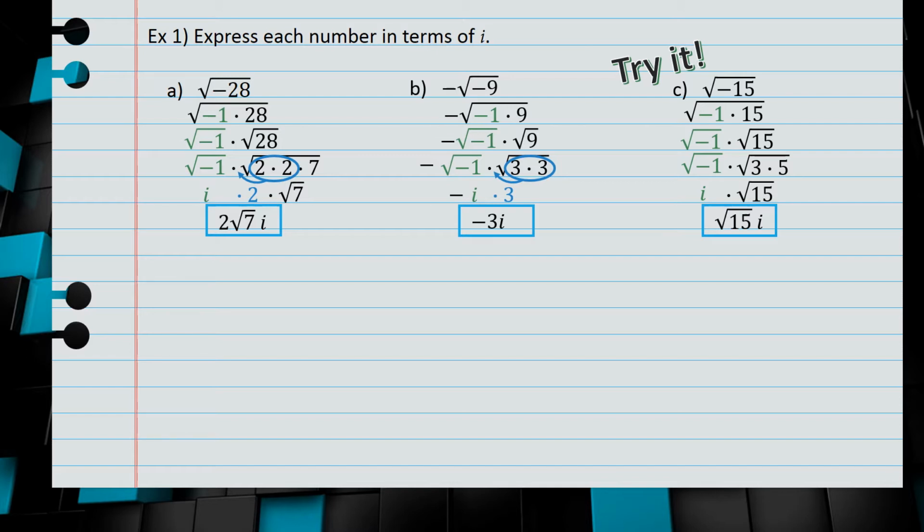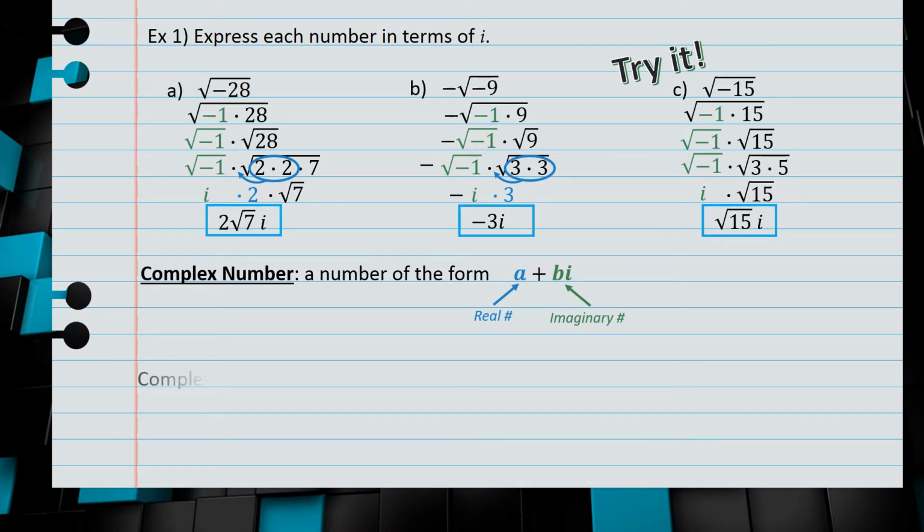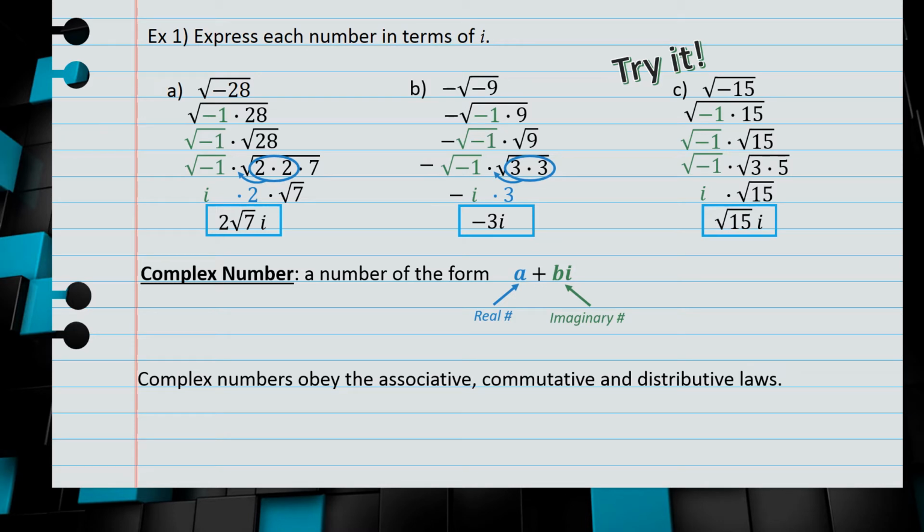Alright, so we now know about this imaginary number that leads us into a complex number. A complex number is a number of the form a plus bi. Well, what does that mean? The a represents the real number, bi represents the imaginary number. Now the order is very important. The real always comes first, the imaginary always comes last. Now the good news is complex numbers obey the associative, the commutative, and distributive laws.